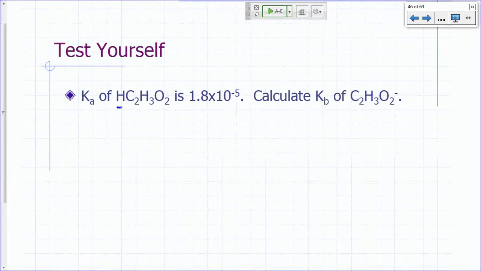Ka of acetic acid is 1.8 times 10 to the negative fifth. What is the Kb of its conjugate base? What's the conjugate base of acetic acid? Acetate ion, right?